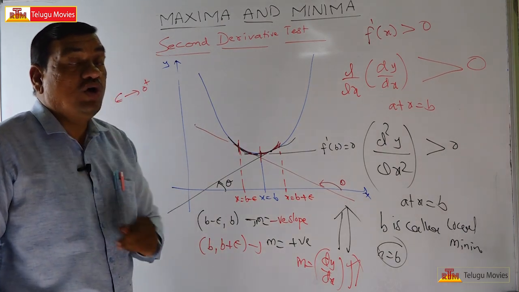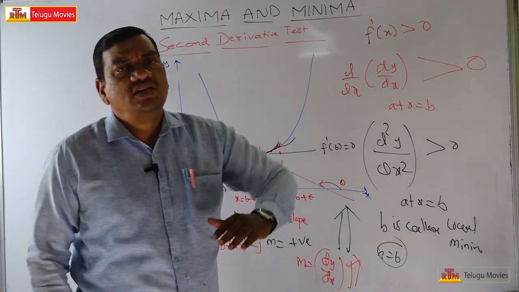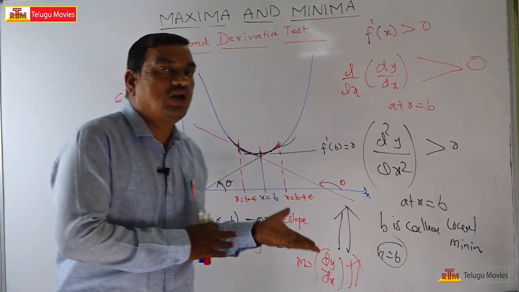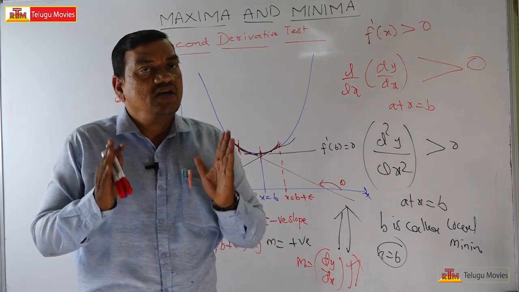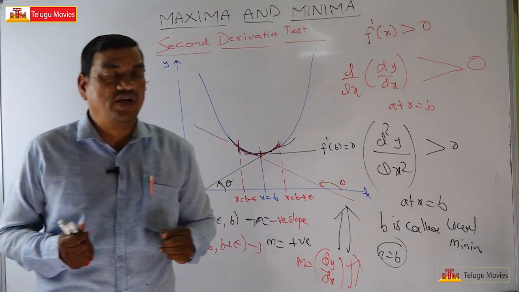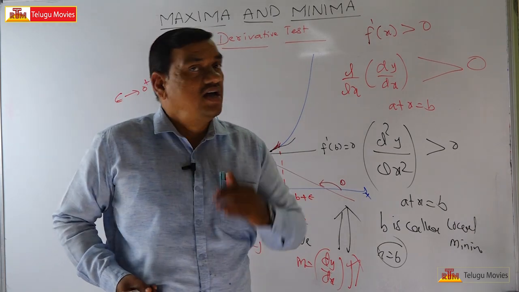And one more concept is there, that is global maxima and global minima. Generally, students will get confused with these words, local maxima, local minima, global maxima and global minima. So, no confusion. There is a slight difference between these two concepts. So, what is global maxima, global minima? That I will explain in the next class.